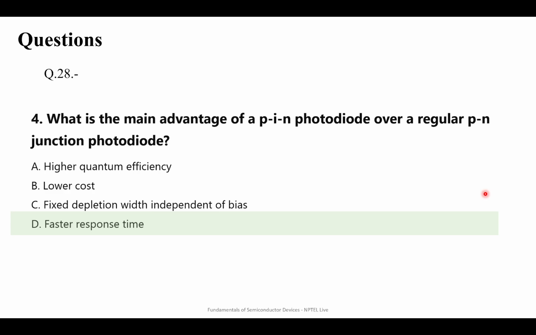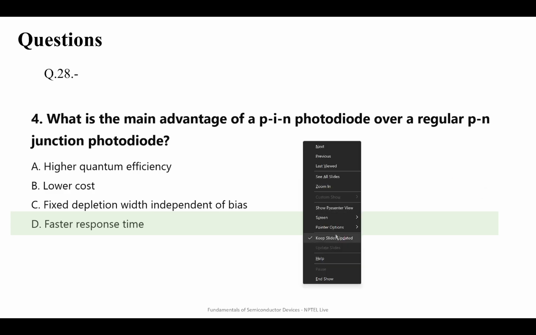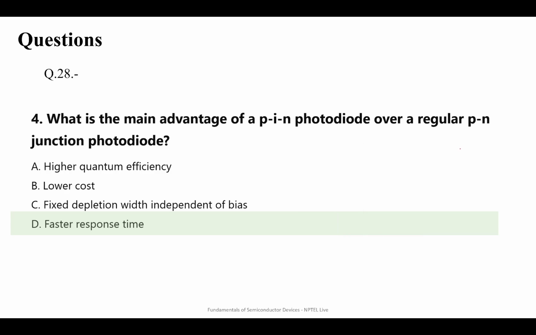So a PIN photodiode basically means there's a P region, then in the middle there's an intrinsic region, then at the end there's an N region. So if I have to draw for a PN junction, this is how the band diagram looks. But for a PIN junction, the band diagram looks something like this.